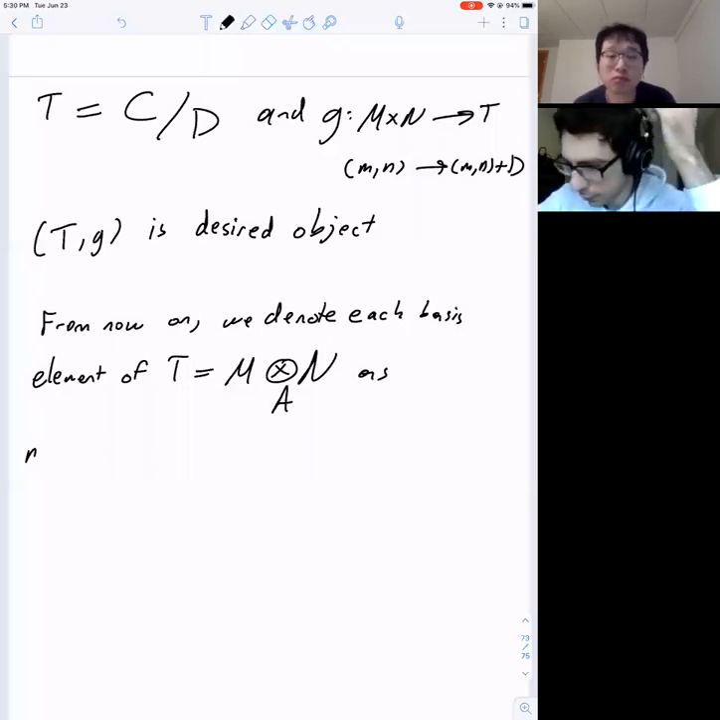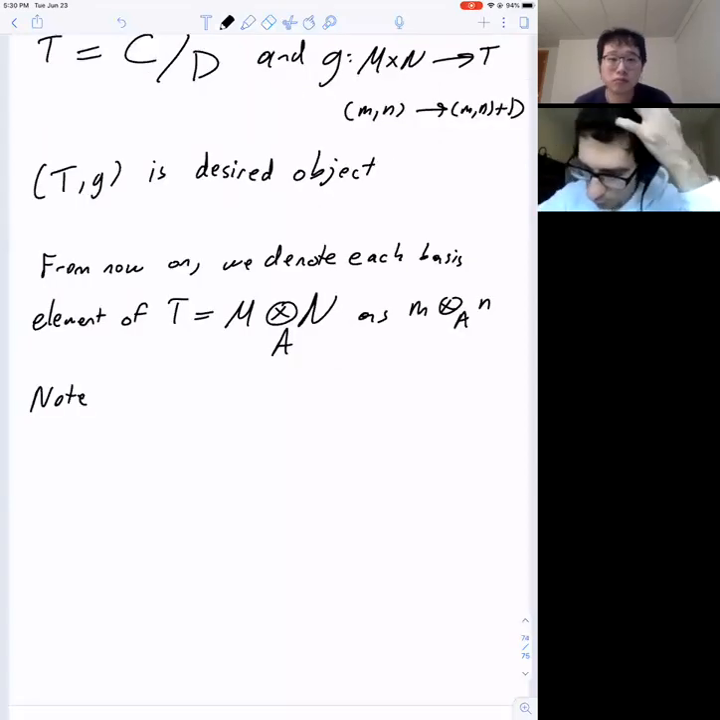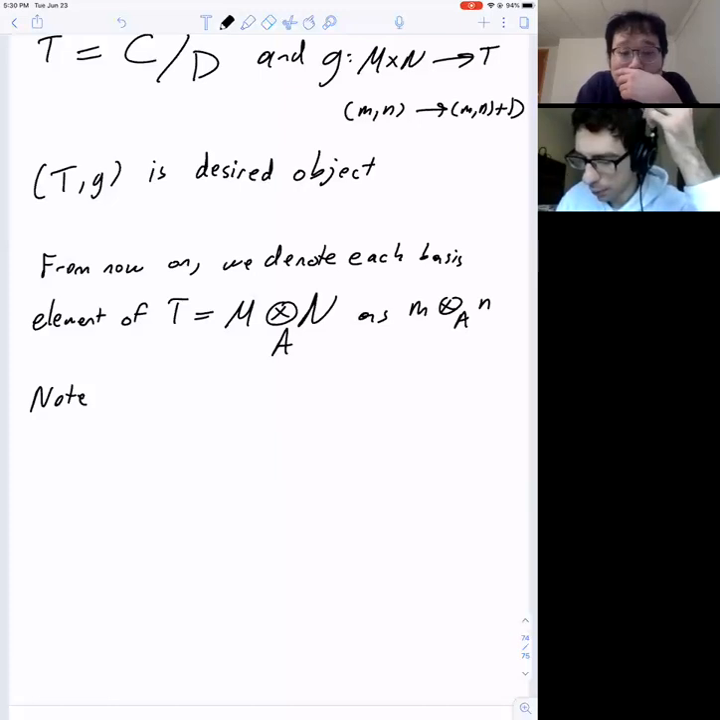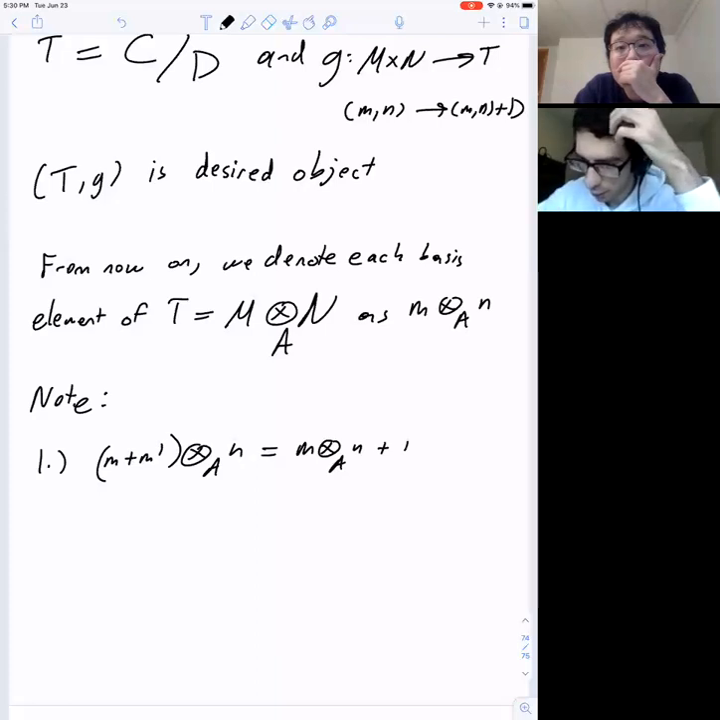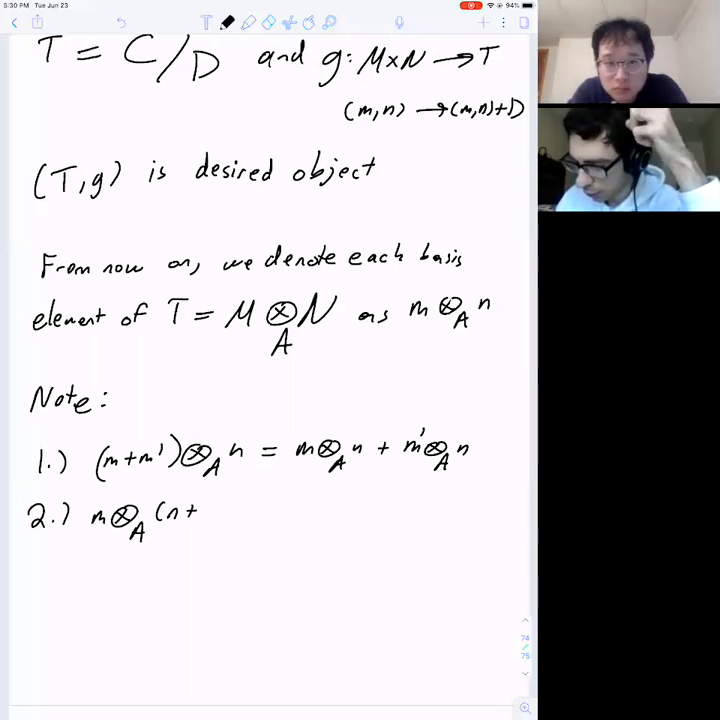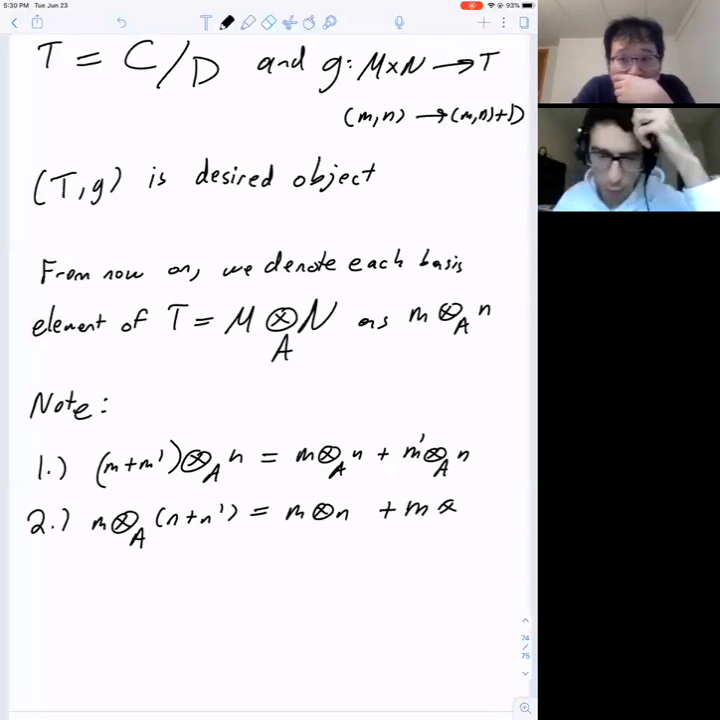So from now on, no more C, no more D, it's M tensor N. And so note that due to this reduction, we have M plus M prime, tensor N, is the same as M tensor N plus M prime tensor N. Also, we have M tensor N plus N prime is also M tensor N plus M tensor N prime.